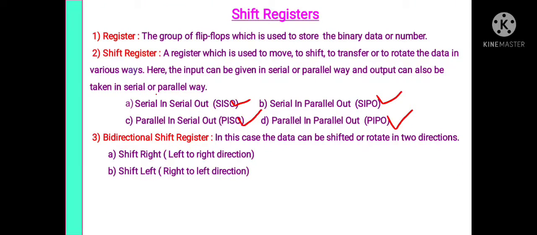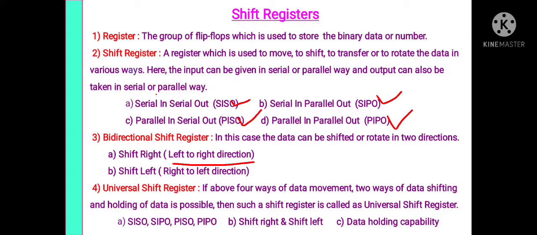If we talk about bidirectional shift register, in this case the data can be shifted or rotated in 2 directions. First is shift right, that means the data is shifted from left to right. And second is shift left, that means the data is shifted from right to left direction.